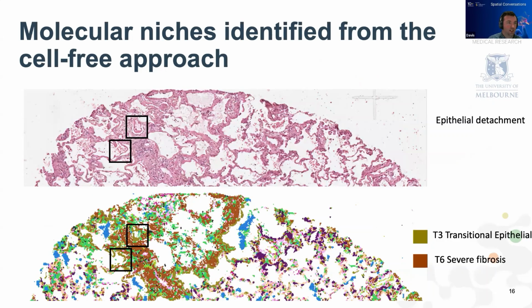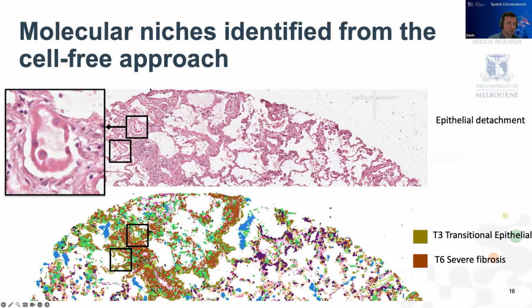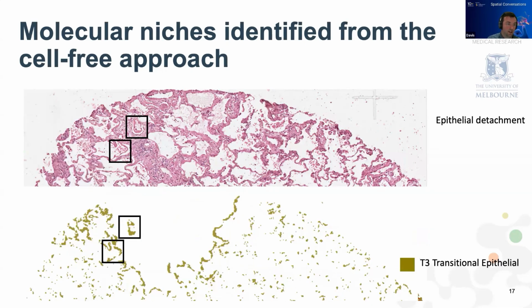Going even more specifically, we can actually associate some interesting pathological features that are present in the H&E, like this phenomenon of epithelial detachment, with specific things going on in the transcript molecular data. So this epithelial detachment phenomenon here actually associates really strongly with this T3 niche, which we call transitional epithelial, which butts up right against the severe fibrosis there. And that's zooming in to show that transitional epithelial state really matching up well with the histopathology observed, epithelial detachment.